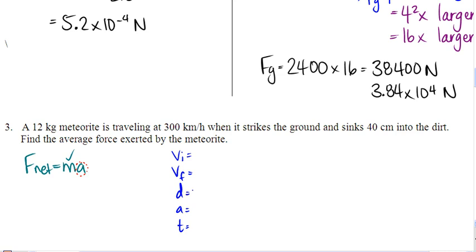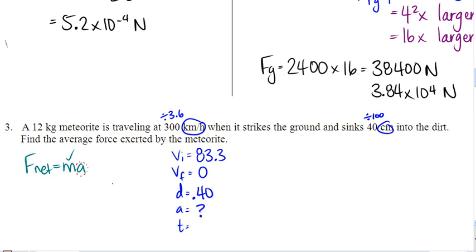We do have a couple of issues here. Kilometers per hour, not going to work. Remember, to go from kilometers per hour to meters per second, you divide by 3.6, which I believe gives you an initial velocity of 83.3 meters per second. Final velocity, we can assume this thing sinks into the dirt and stops moving, so that's 0. It sank 40 centimeters. Ugh, another unit to worry about. We need meters. Divide by 100. That's going to give us 0.40 meters.